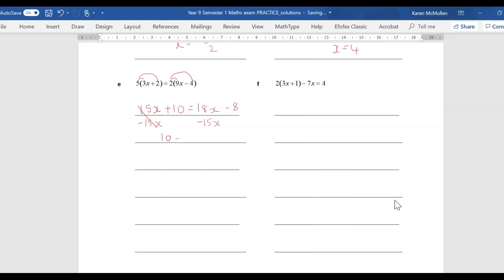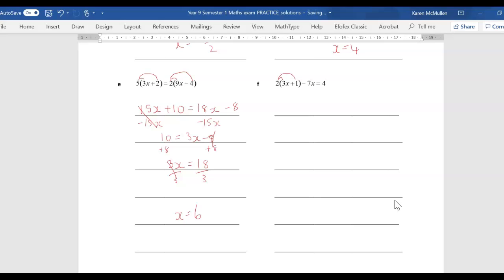So what am I left with? 10 equals 18x minus 15x is 3x minus 8. Now to get rid of that minus 8, I'm going to plus 8 on both sides. And I am going to put the x on the left-hand side, it's just easier to read. So 10 plus 8 is 18, and then divide both sides by 3. So this question I got heaps of space. x equals 6. Again, you can substitute it into your equation to check, but I'm not going to do that because I just don't have the time. I'm just hoping that all my answers are correct.